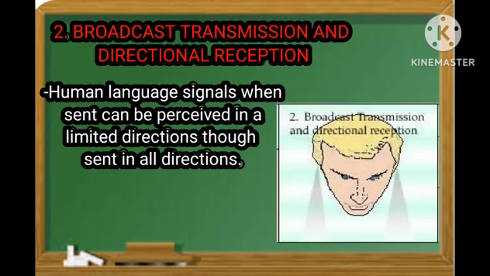An example situation of broadcast transmission and directional reception in human language can be a public announcement or a speech. Imagine a politician addressing a large crowd in a stadium. The politician's voice is projected, broadcasting the message to the entire audience. However, the listeners selectively receive the information by focusing their attention on the speaker, filtering out other sounds and distractions.